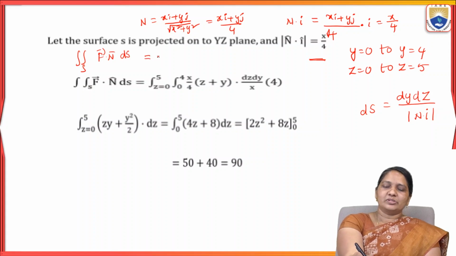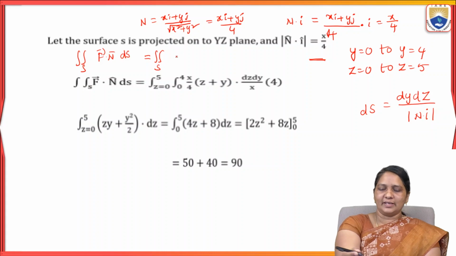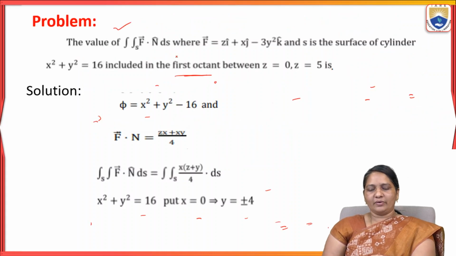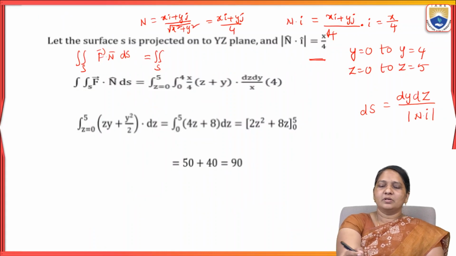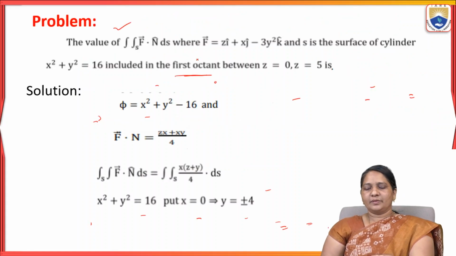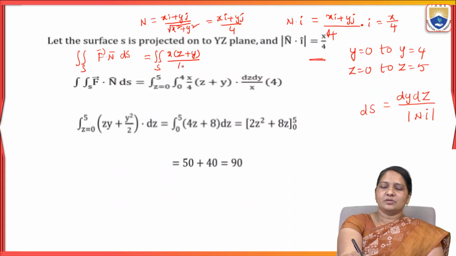Now I am going to use the double integral over s of f bar dot n ds. The f bar dot n value here, we can observe, take x common: x times z plus y by 4.